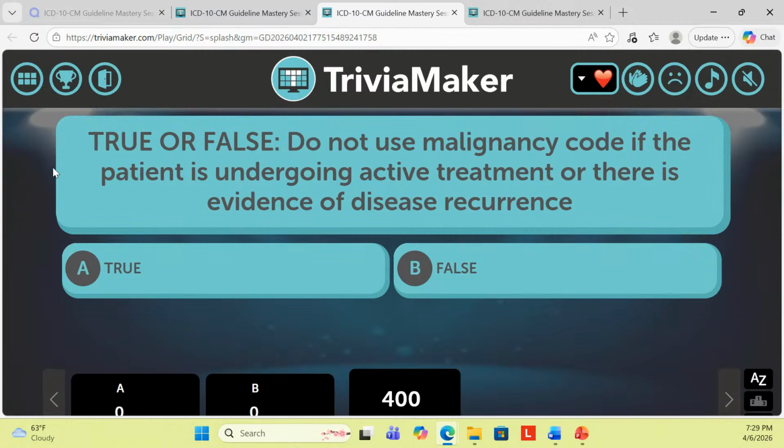Okay. True or false? Do not use malignancy codes if the patient is undergoing active treatment or there is evidence of disease recurrence. All right, let's end this on a good note, coders. I'll give you guys a few seconds to solve this one.